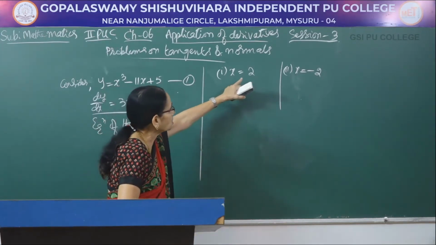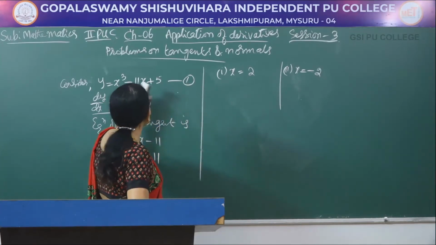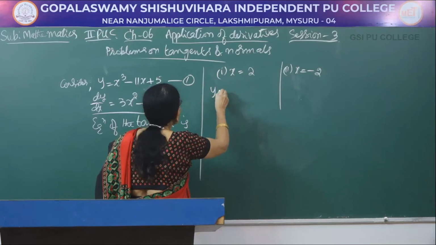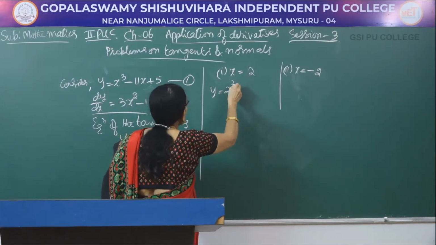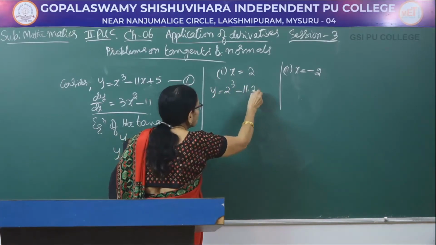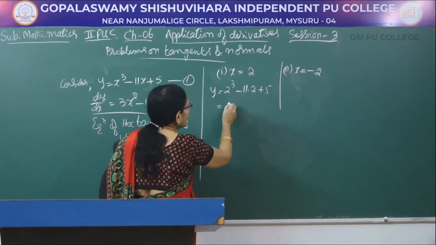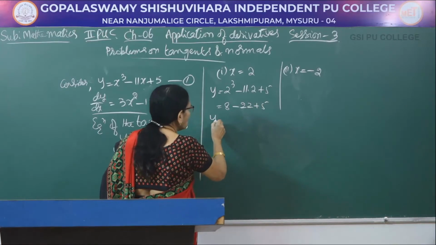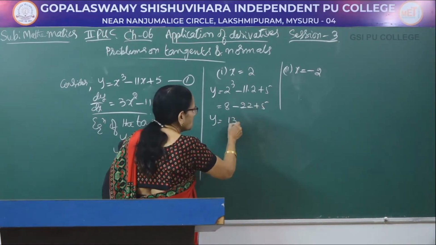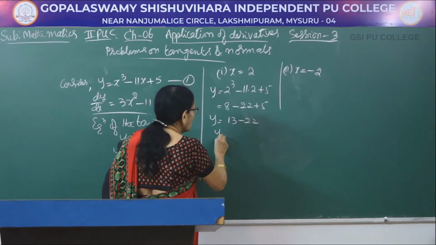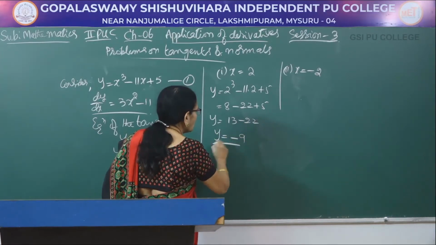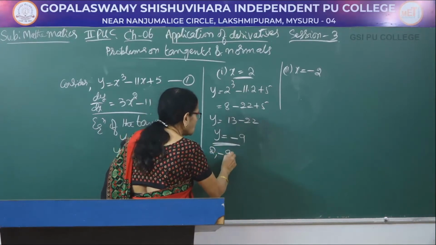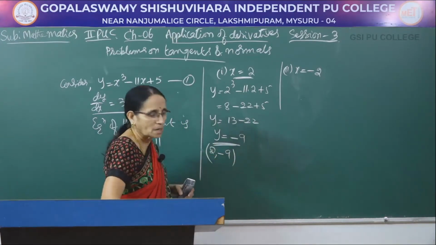Now, when x equal to 2, put x equal to 2 in the first equation. So, here what happens? y can be written as 2 cube minus 11 into 2 plus 5. That is 8 minus 22 plus 5, or y would be 8 plus 5, 13 minus 22, or y would be equal to minus 9. So, when x is 2, y is minus 9. So, one point I have got is 2 comma minus 9.